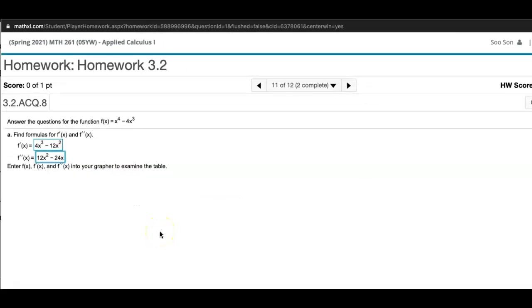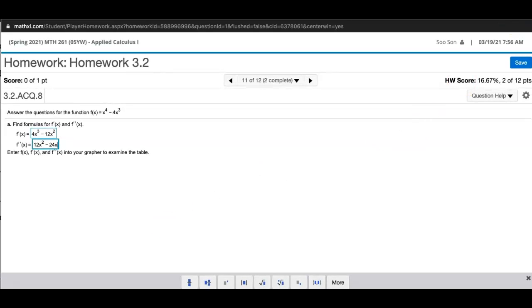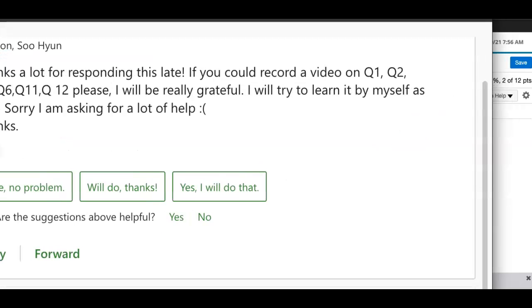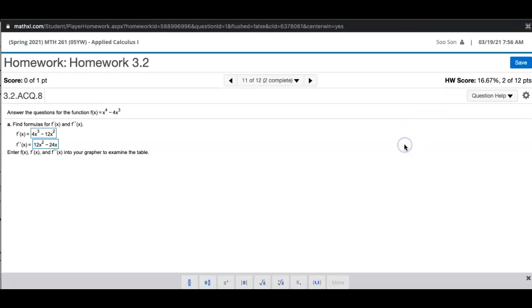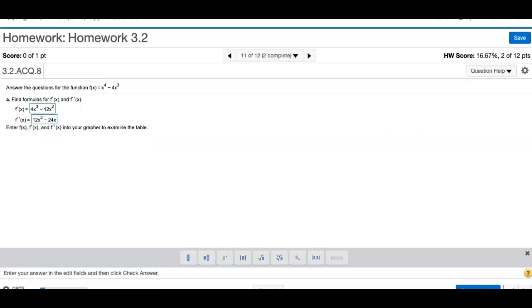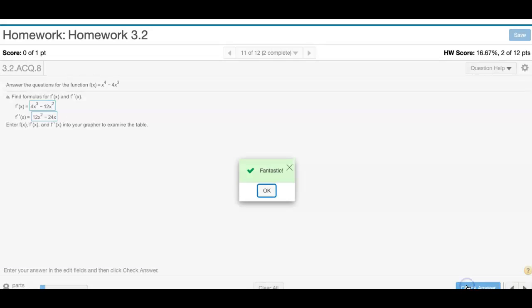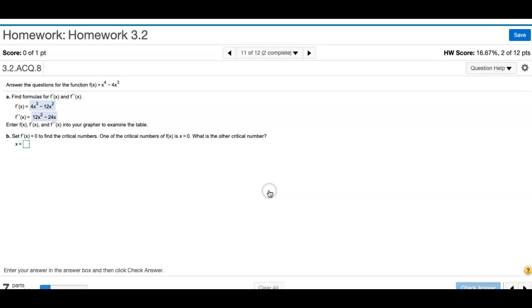Can't be that easy, right? I'm probably sure it's going to give us more parts to this. Okay, check the answer. What are they going to give us? Oh my gosh, this is a 7-part problem.